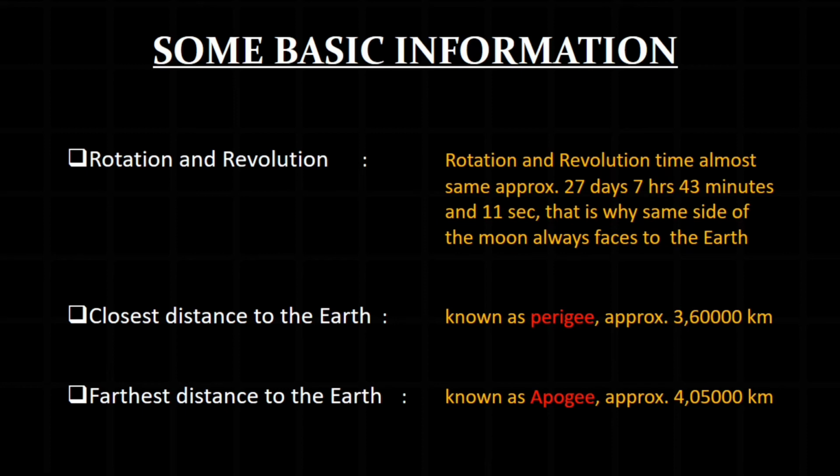Closest distance to the Earth, known as perigee, approximately 360,000 km. Farthest distance to the Earth, known as apogee, approximately 405,000 kilometers.